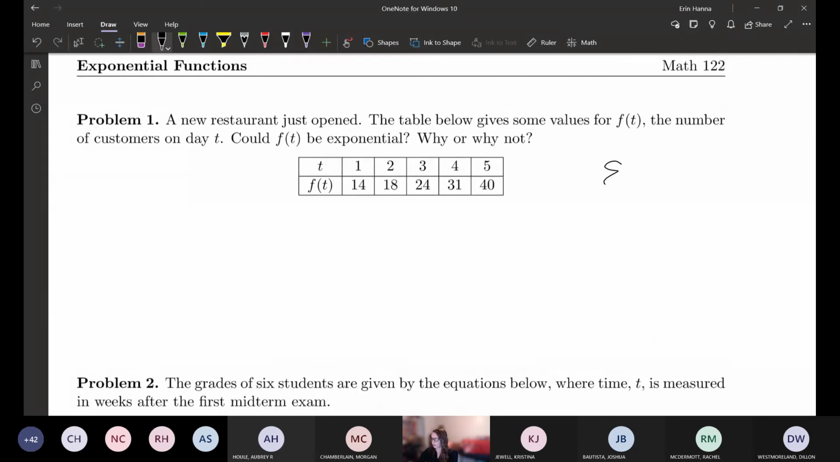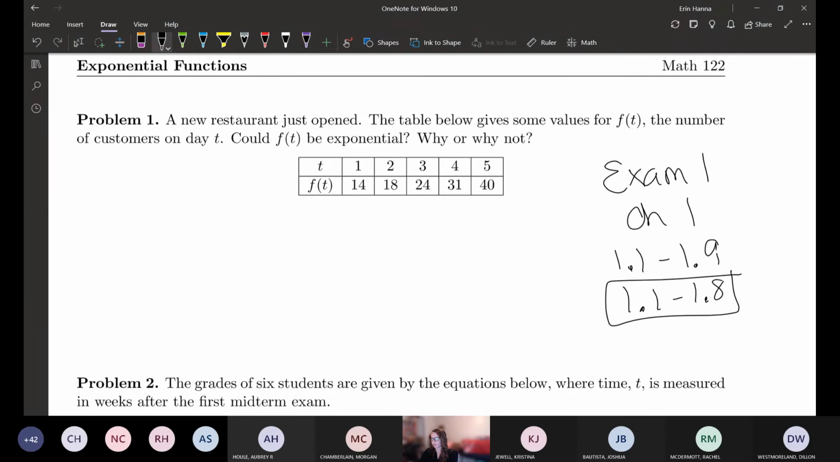So your exam is going to cover chapter 1. Technically, chapter 1 goes up through 1.9. We might not get to 1.9. We're hopefully going to get all the way up to 1.8 at least, which is why we might need to take a little bit of Monday.